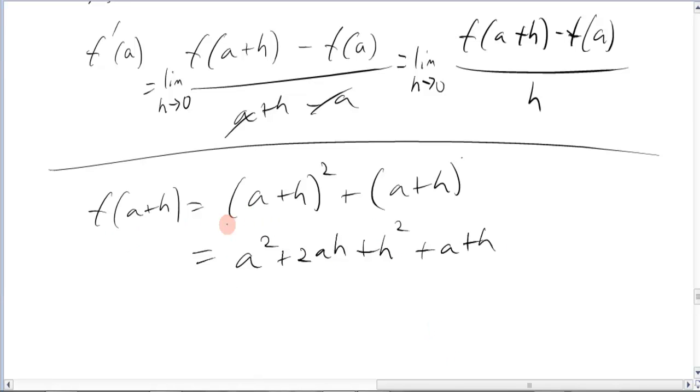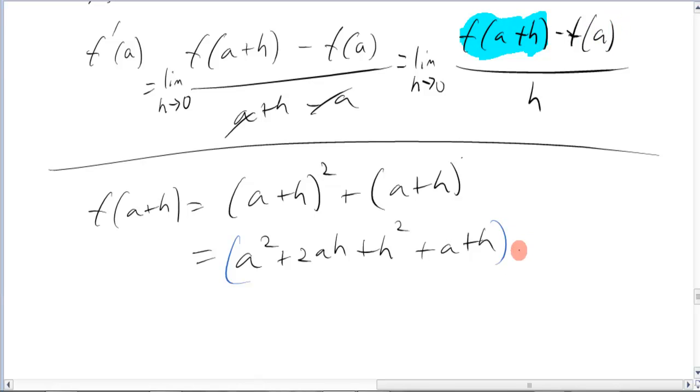Now this right here is only covering this first part. Whoops, excuse me, didn't mean to do that. Back that up. I wanted my highlighter and I got my pen instead. That is only covering this, that's the blue parentheses there. I still have to do the minus f of a.